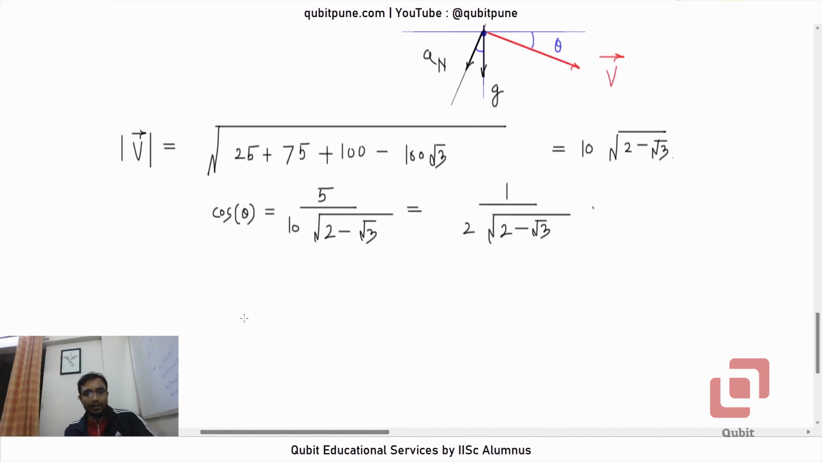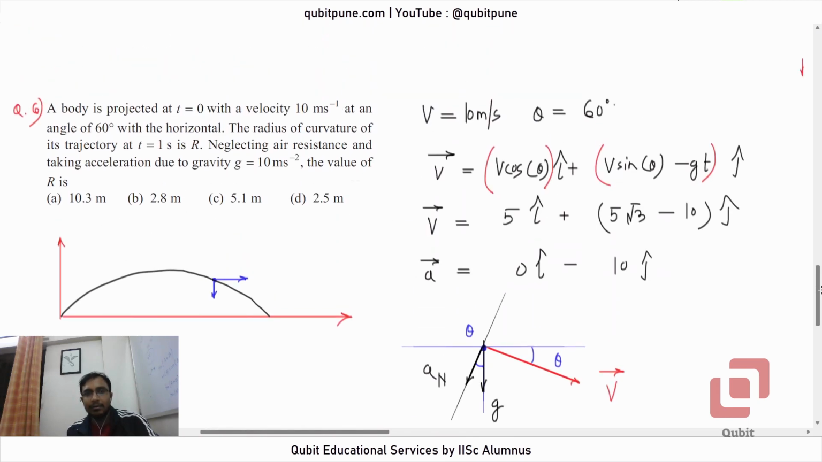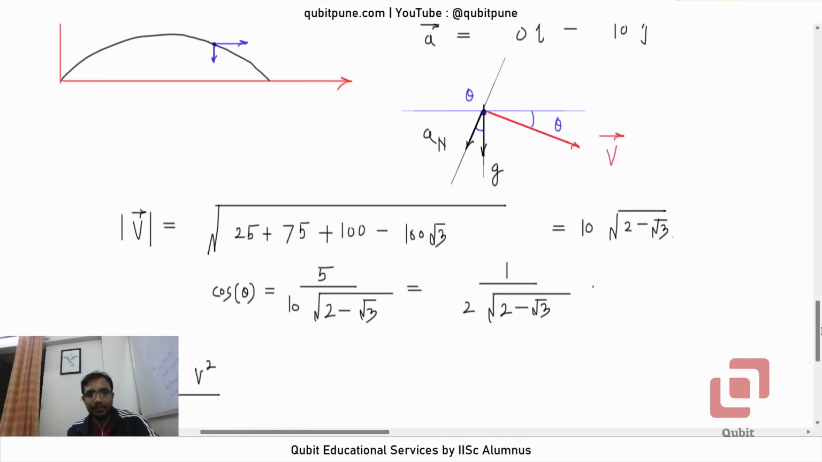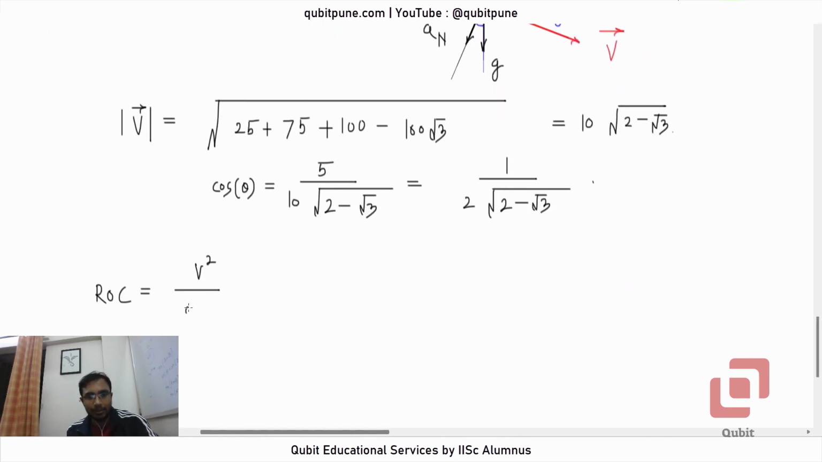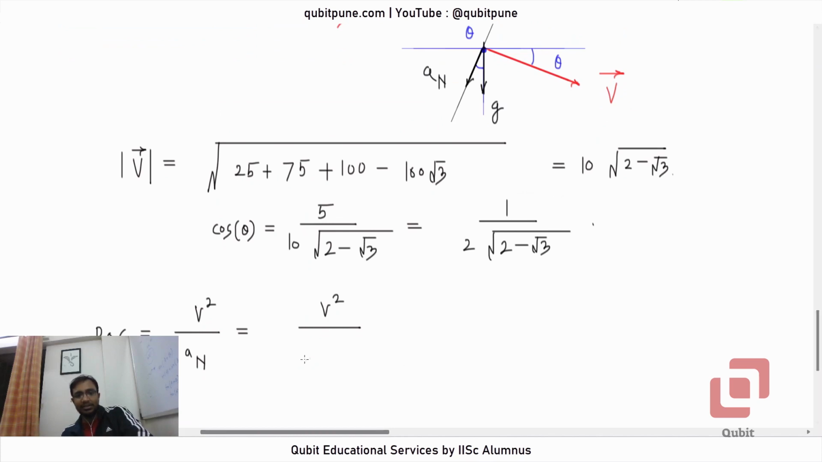Yes? Now recall that radius of curvature is speed squared upon the normal component of acceleration. What is the normal component of acceleration according to the figure? It is g cos theta. Yes, that's g cos theta.